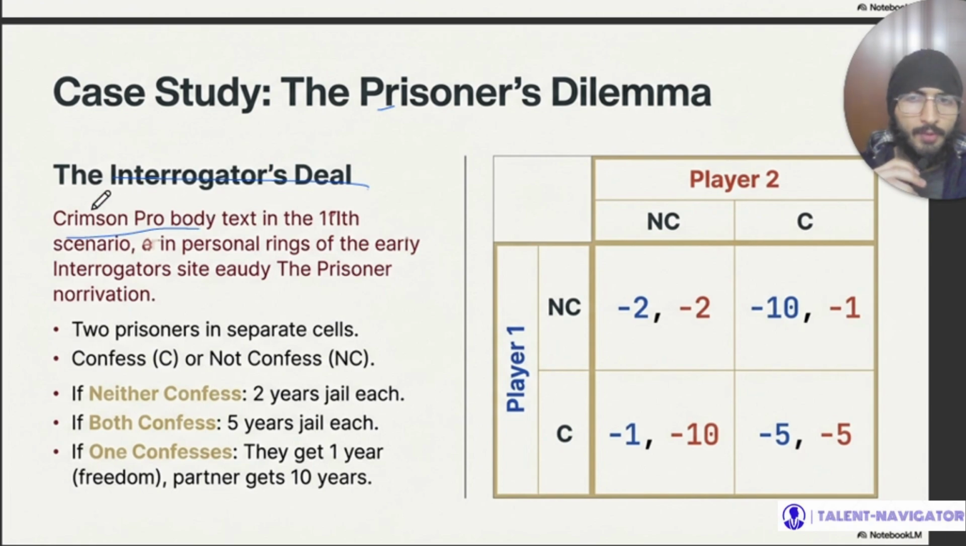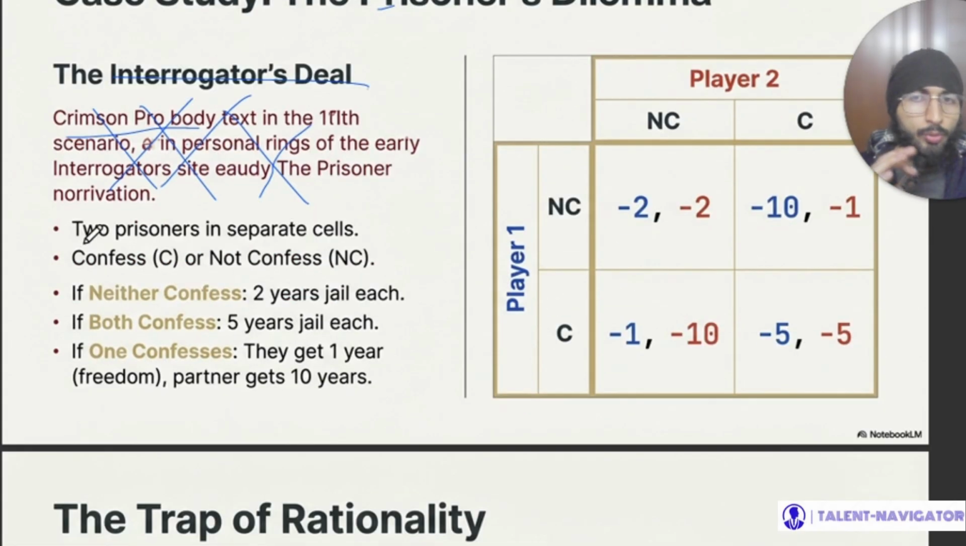So you don't have to go through this. This is wrongly printed out. So we basically have two prisoners in separate cells, and they have committed a crime, and they were a team initially, but now they've been placed in two other cells, and they are being interrogated individually and separately. So they both have two options: they can either confess or choose not to confess. So confess is denoted by C and not confess is denoted by NC.